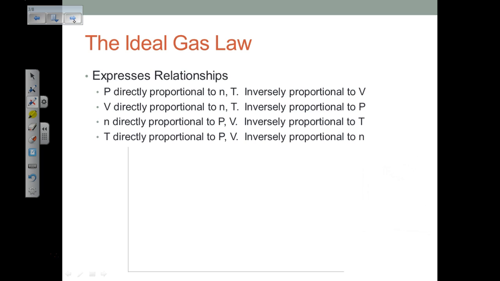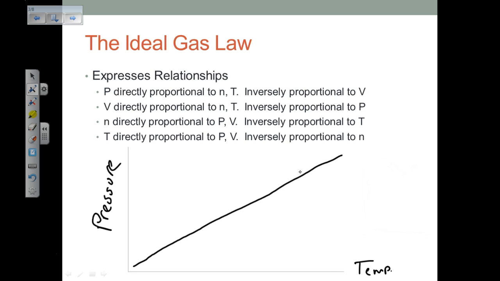Now, the ideal gas law can be used to express relationships. Some things are directly proportional and some are inversely proportional. So let's look at pressure real quick. If I put pressure here, and temperature on the x-axis here. When it says directly proportional, what we mean is that it has a positive slope, if you're a math person, or that as pressure goes up, temperature goes up as well, provided that we hold the other properties constant.